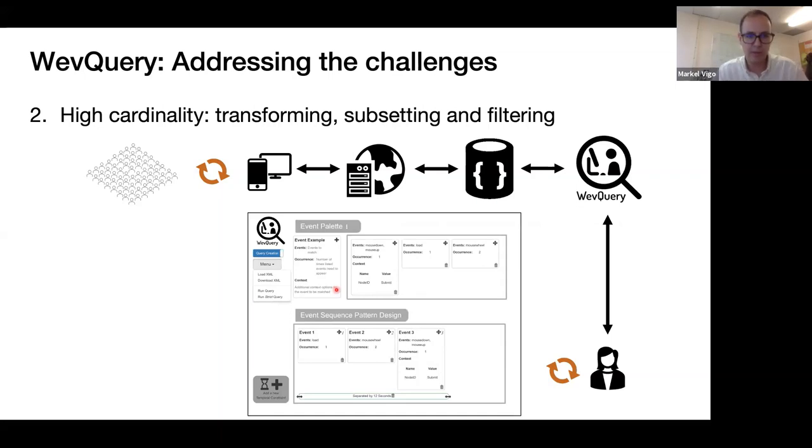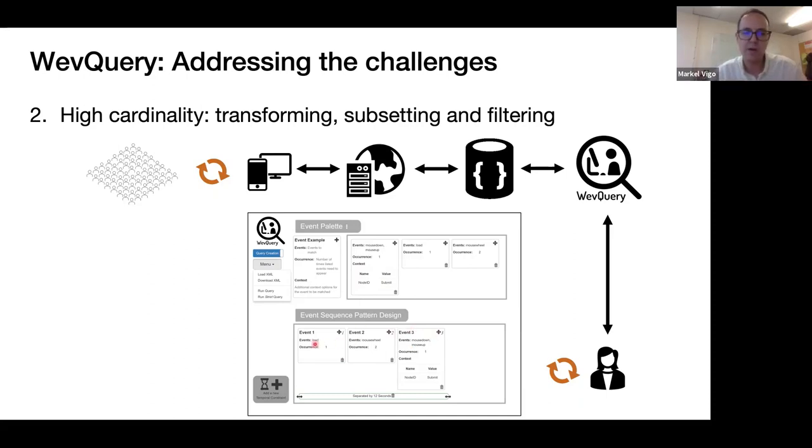The second problem, about having noisy outputs and high cardinality, a lot of unique events, is addressed by giving tools for transforming, subsetting, and filtering the events. So here we have a user interface where user researchers can select from their data set the events in which they are interested, and they can combine them. They can say, I want only those events, like mouse down and mouse up, that are triggered by a particular user interface event. You drag and drop here, and you create a customized event, an event sequence, let's call it.